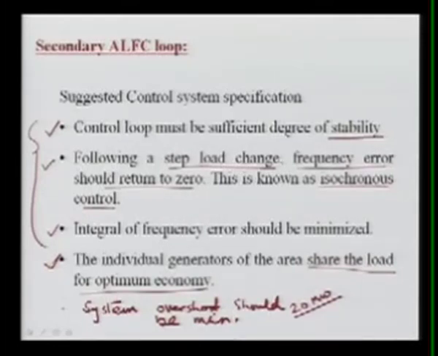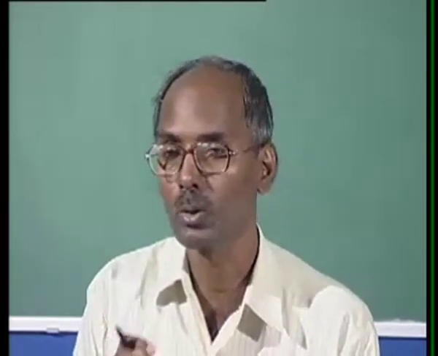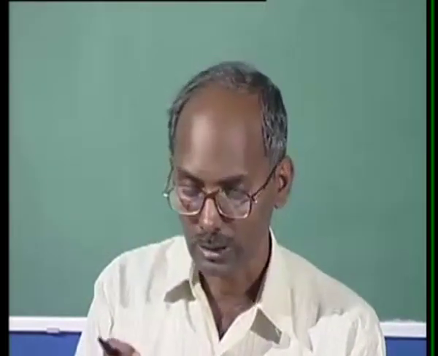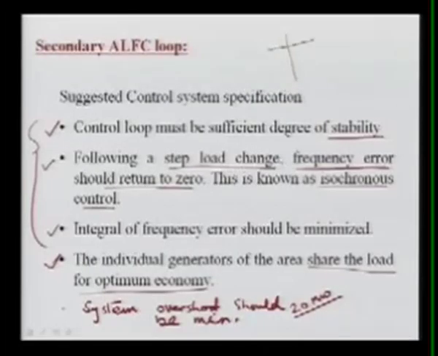No control system can, however, eliminate the transient frequency error. Here we are talking about the frequency error returning to 0, meaning the static frequency error. The transient, or you can say dynamic, frequency error cannot be 0. No control system can do this. For example, let's suppose, as I said, we are having a response like this.